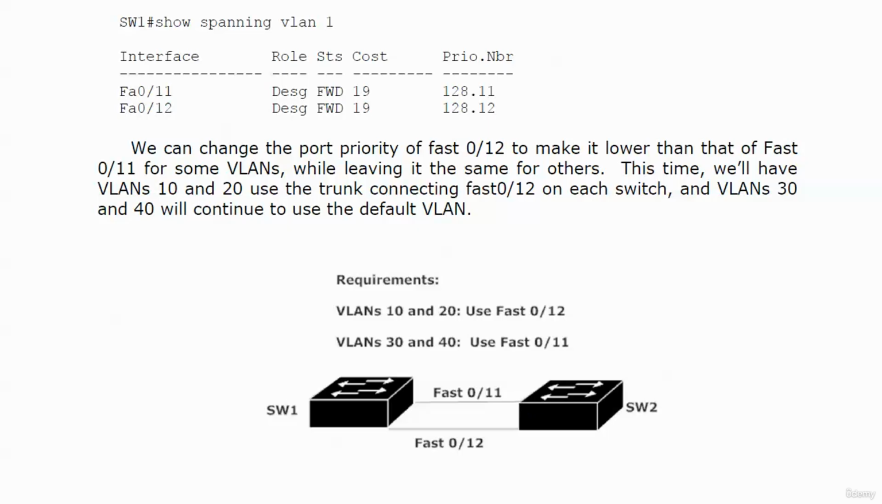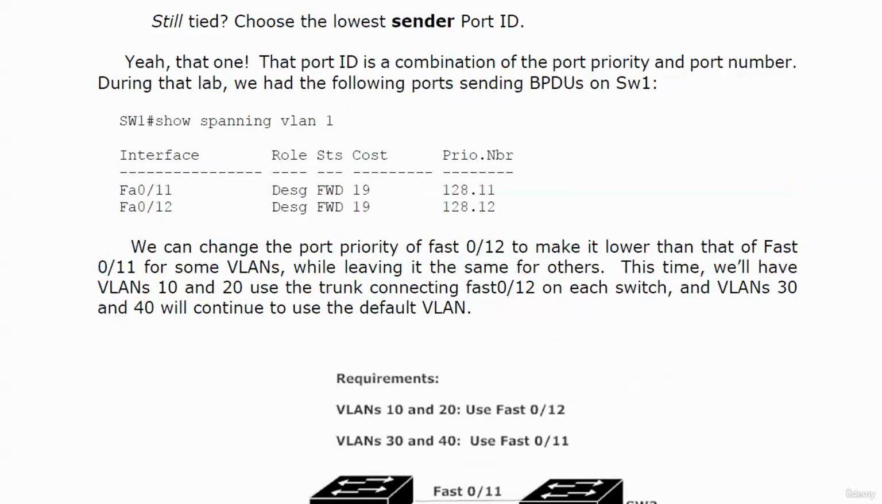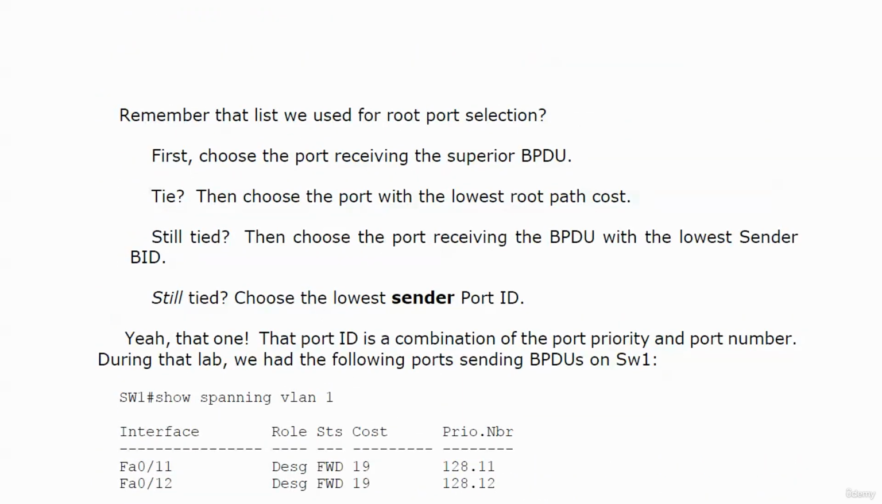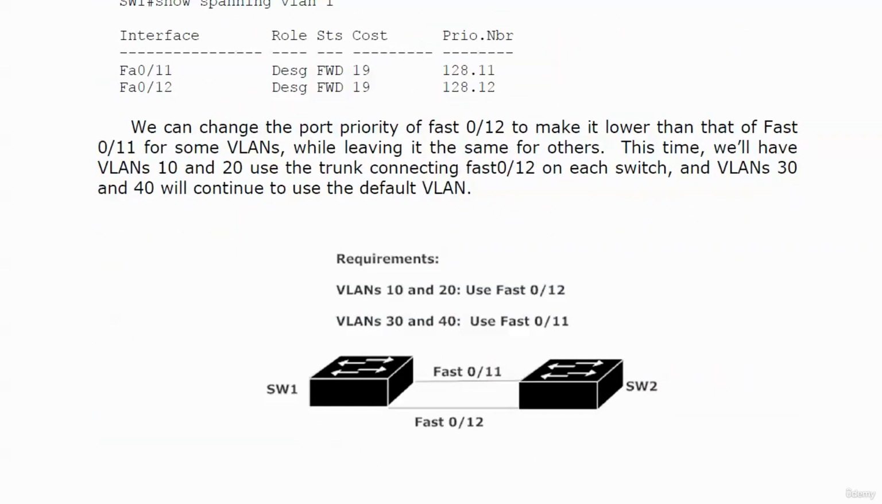I'm sure you noticed that I bolded a certain word in that list. Lowest sender port ID. If switch 2 is receiving those BPDUs from switch 1, and it has to be because that's the only other switch in our network, then we need to go to switch 1 and change the priority. It's not doing us any good to change the priority on the recipient switch. It has to be on the sending switch, which in this case, of course, would be switch 1.